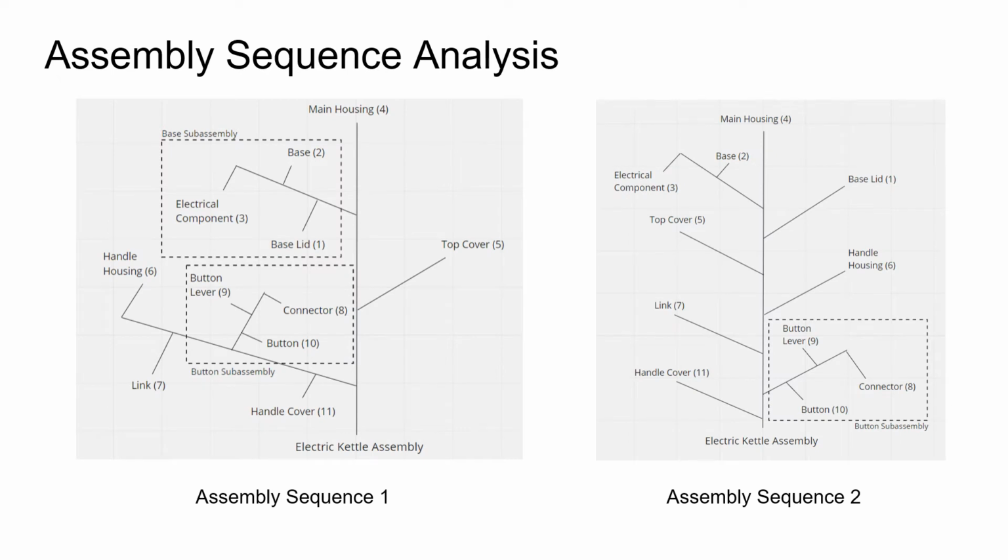Next, using a fishbone diagram, two feasible assembly sequences were determined in order to understand the most efficient method to construct the electric kettle. The main housing of the electric kettle is the first part in both sequences, as it is the main part to which all other components attach. Two subassemblies are featured in sequence 1, however only one subassembly is featured in sequence 2. This is because sequence 1 is more of a parallel assembly, whereas sequence 2 is more serial.